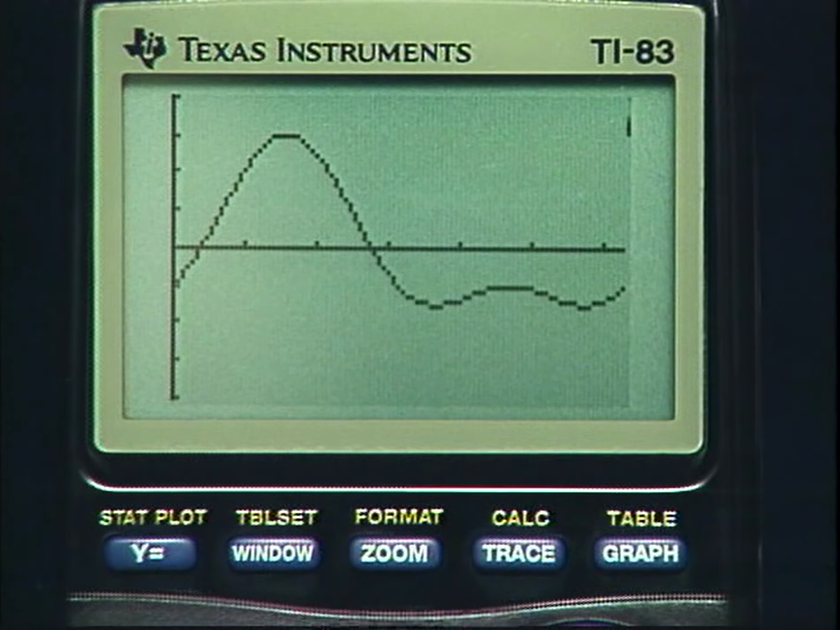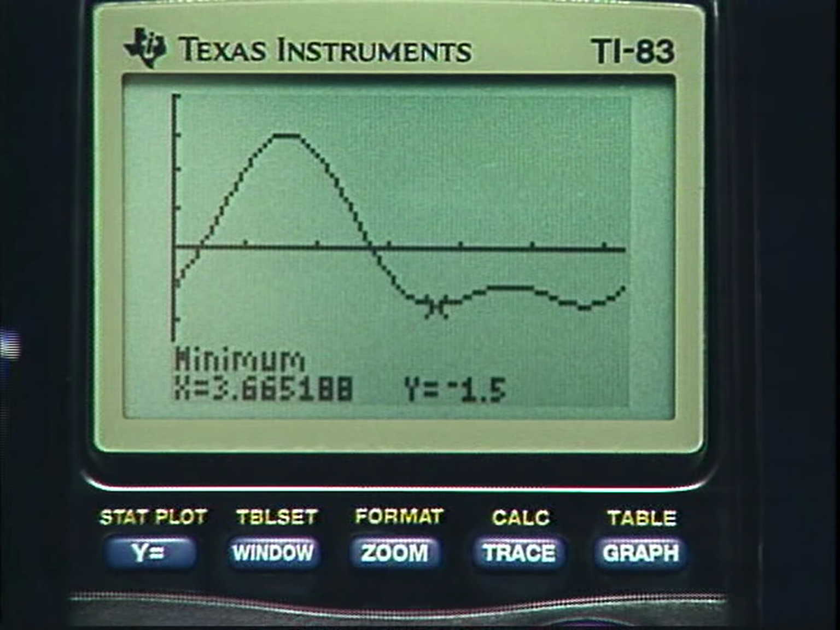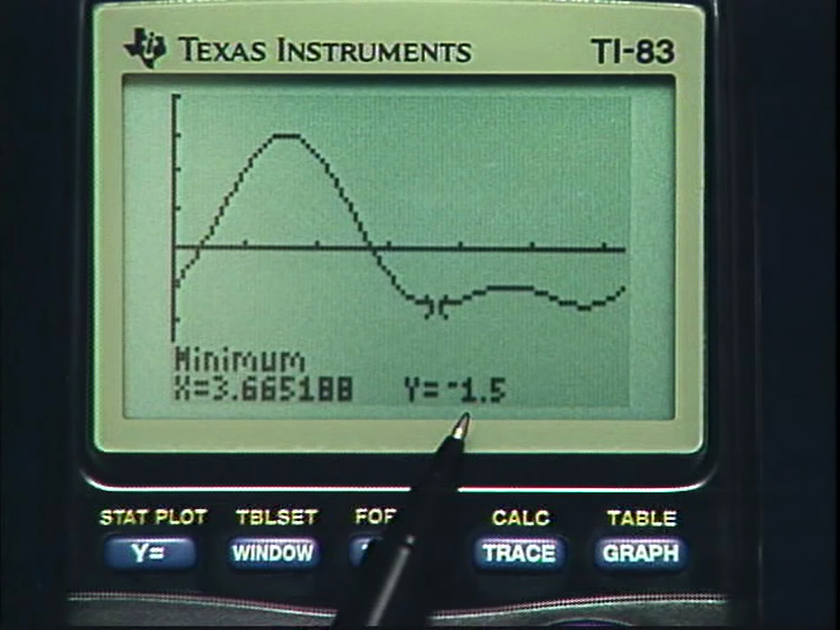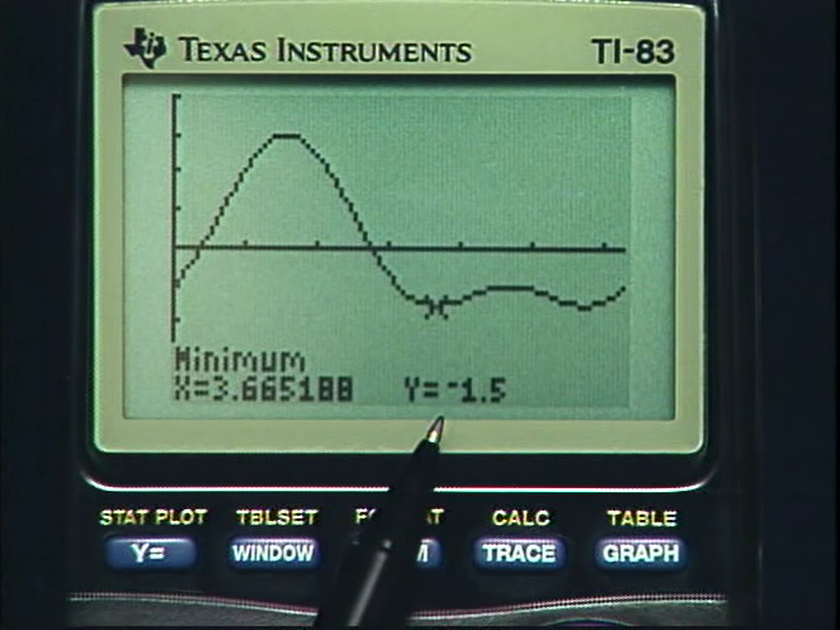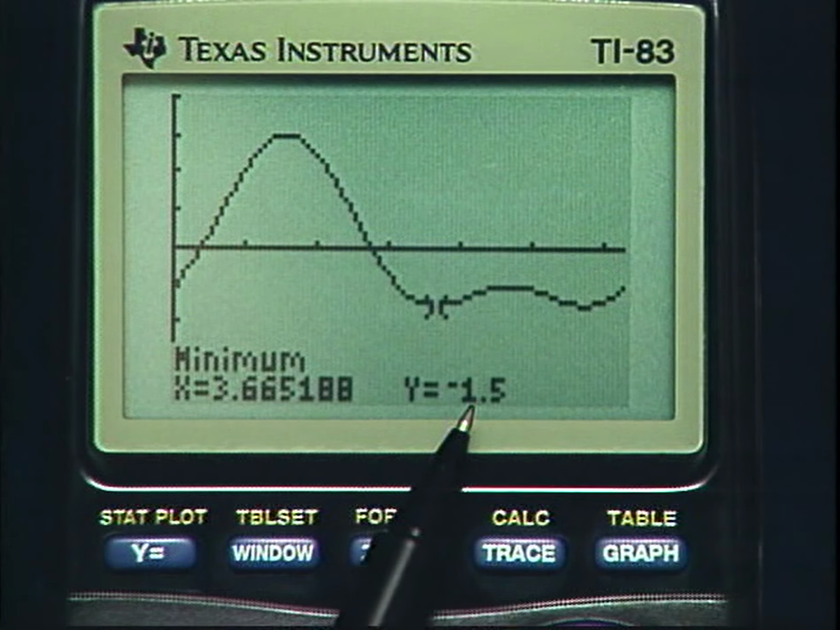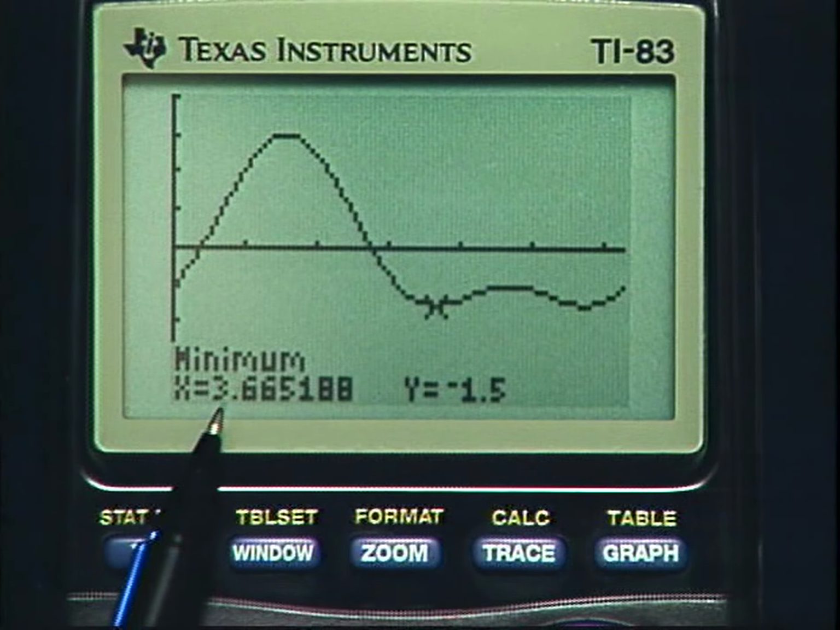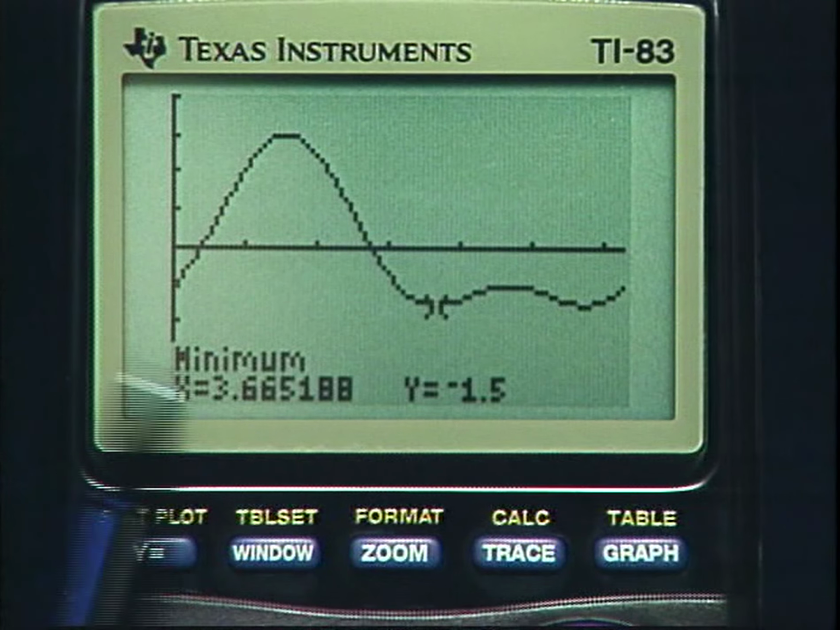Let's see what the calculator has to say. Notice the y value is -1.5, as we calculated earlier. We calculated this to be -3/2 or -1.5. And it is also giving us the x component here for that minimum.